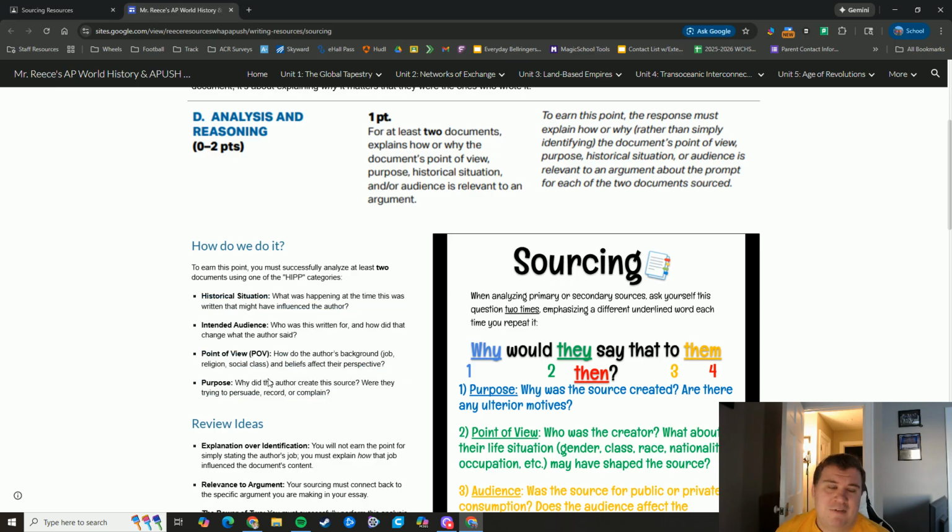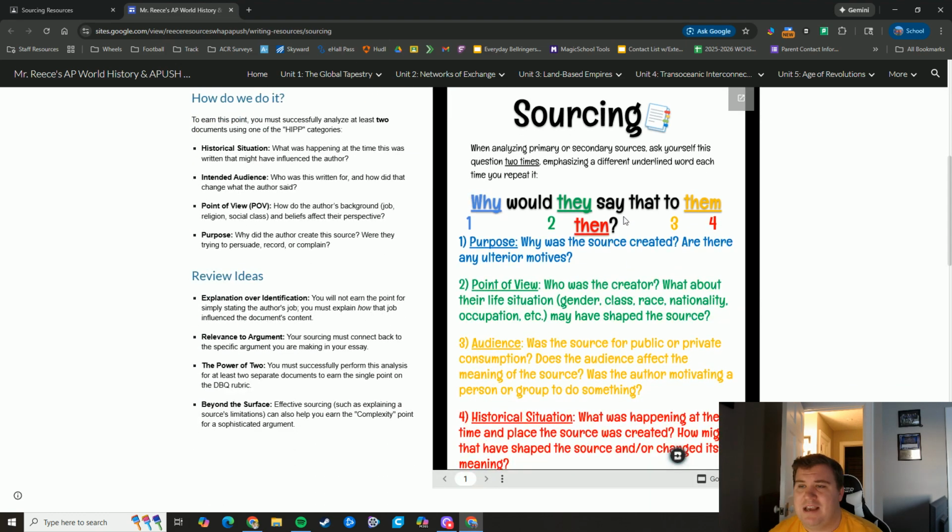And I want to make this very clear. You do not have to do all four for one particular document. You only need to do one for a particular document. So for example, if you want to just do historical situation for document 1, go right ahead. Do that for document 1. If you want to do intended audience for document 2, congratulations, do that. Those are the different things you're tasking yourself with doing.